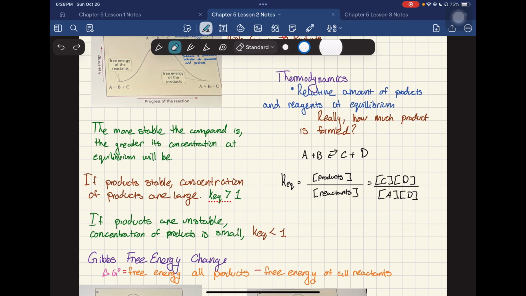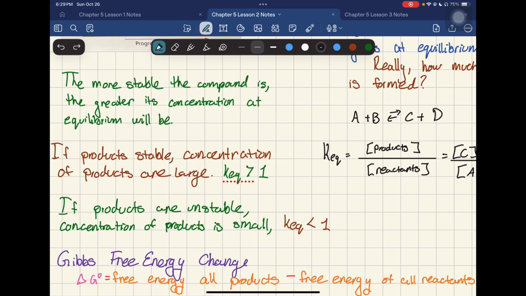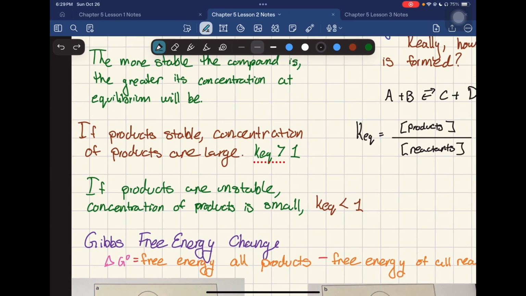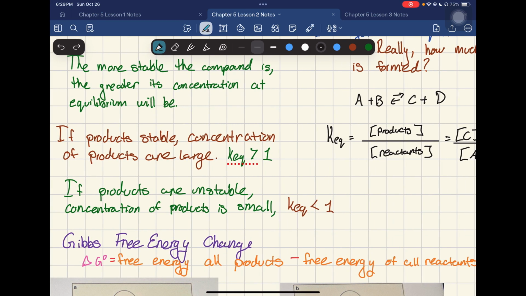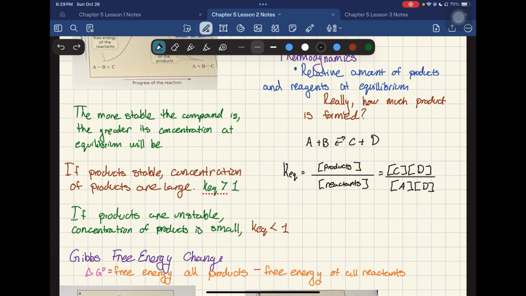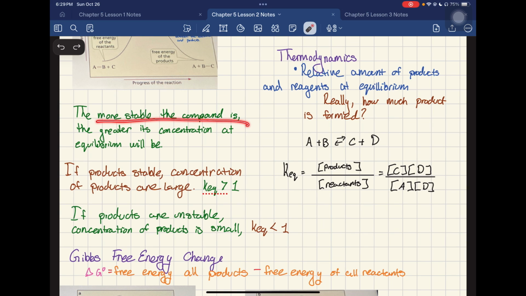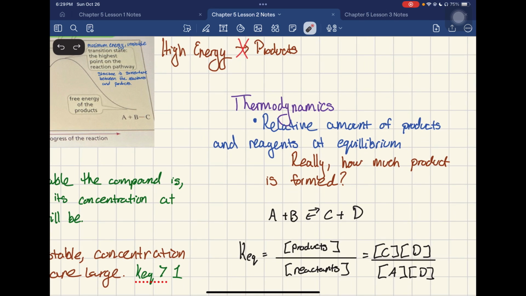Oh, that is wrong. If products are unstable, that's right. If products are going to be unstable, the concentration of products is going to be small, because right here we say that the more stable the compound is, the greater its concentration at equilibrium will be. And if a product is unstable, it will be small. Right here, we have the definition for thermodynamics, and it is the relative amount of products and reagents at equilibrium. So really, it's asking how much product is formed.